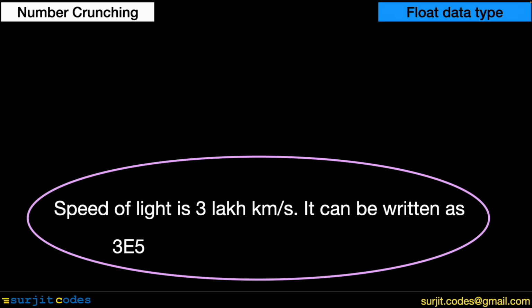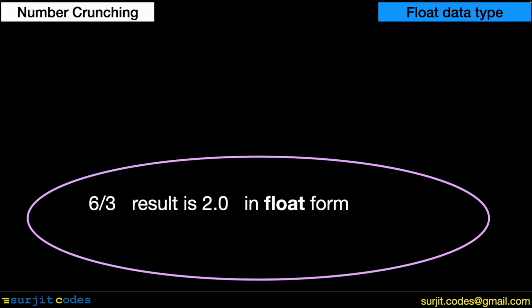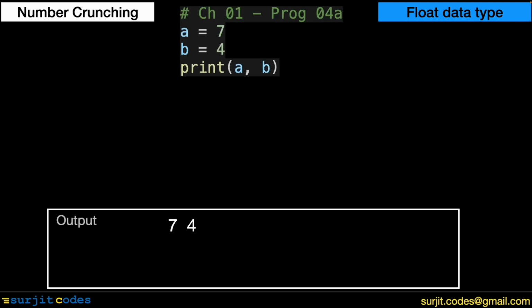Speed of light is 3 lakh km per second, that can be written as 3e5. This way we can handle very large numbers in Python. Note that 6 by 3 is 2, but still it will be saved in the float form as 2.0 because it is the result of a division.